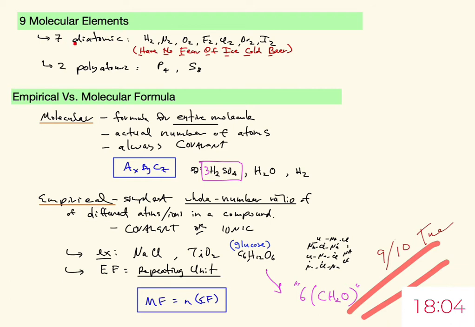Okay, it's some memory stuff. There's 7 diatomics, yes? So you need to know where those are on the periodic chart. The memory device, I was told by students: have no fear of ice cold beer. All right, so there we go, so you can remember those. There's 2 polyatomics. Phosphorus always lives as 4 together, and S lives as 8.